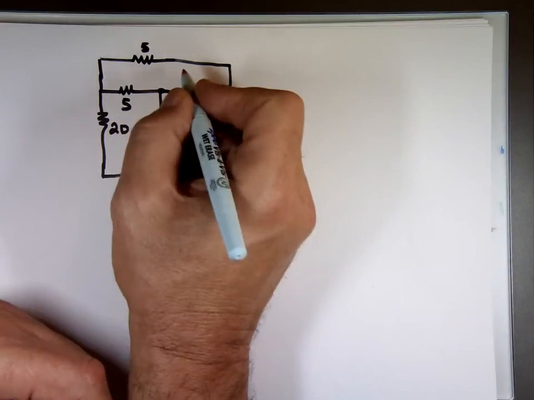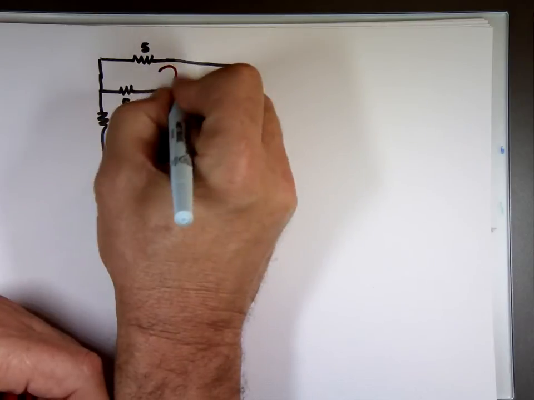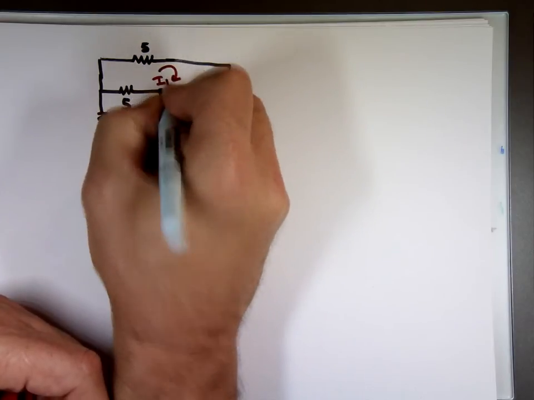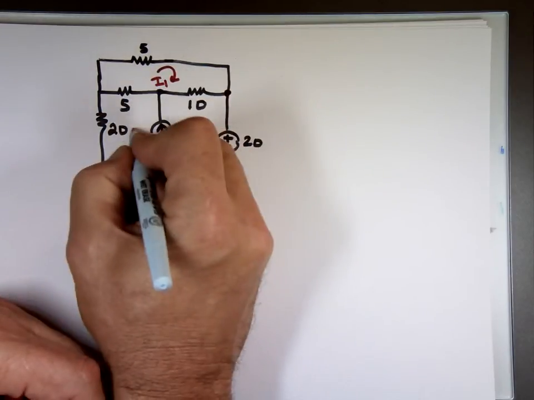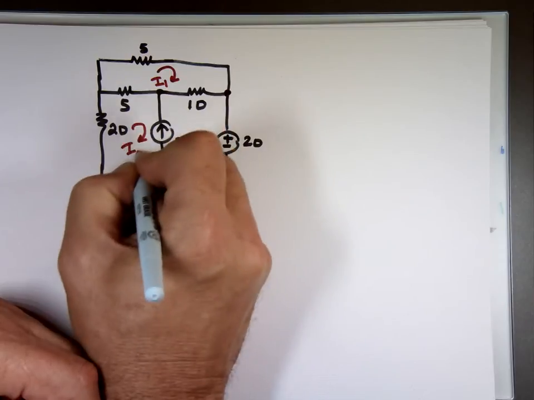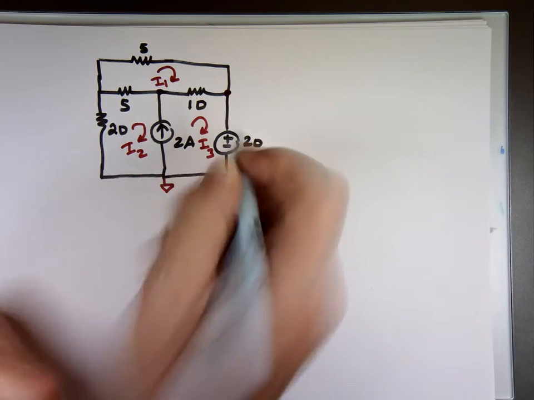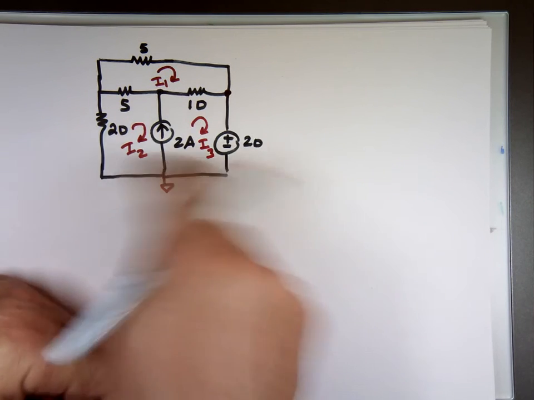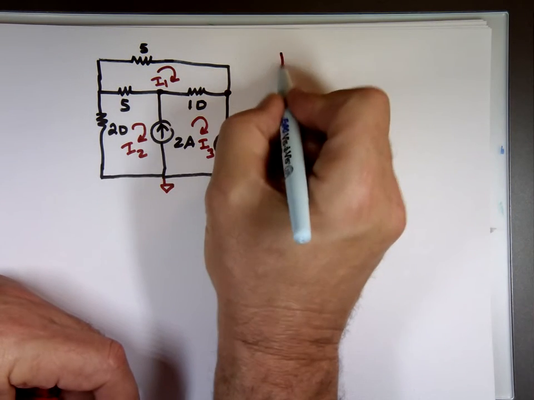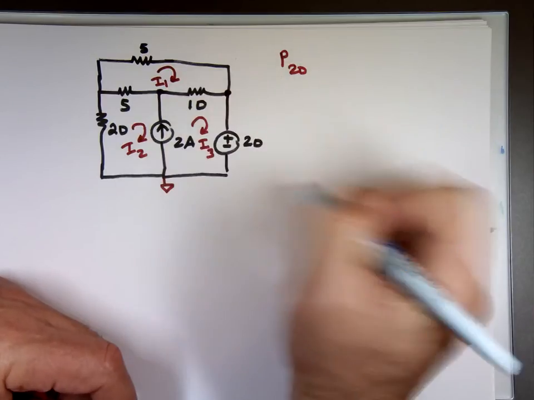So let's assign a current to each one. Let's call this current I sub 1, this current I sub 2, and this current I sub 3. I'm going to have 3 equations by 3 unknowns. You have 3 currents. And the question: what is the power delivered by the 20 volt source?